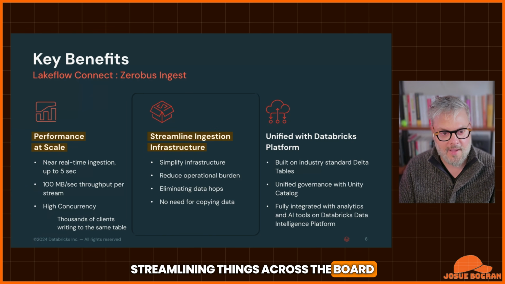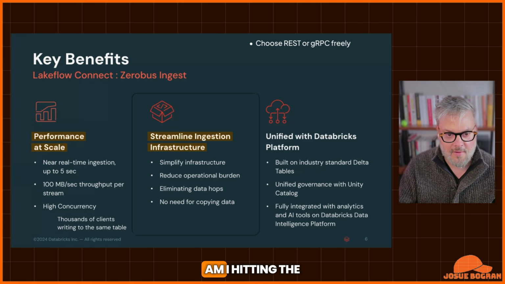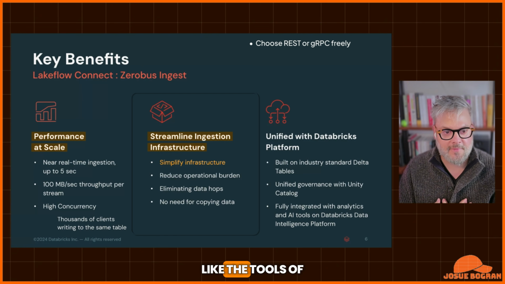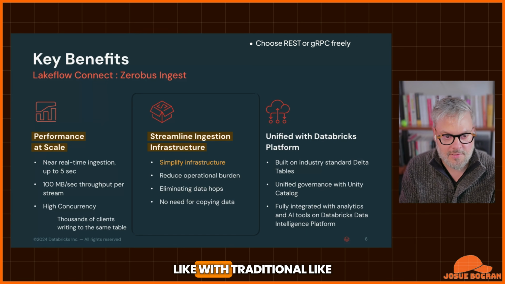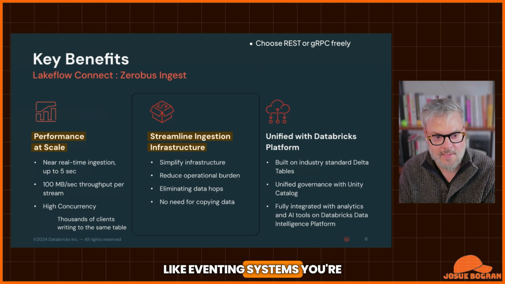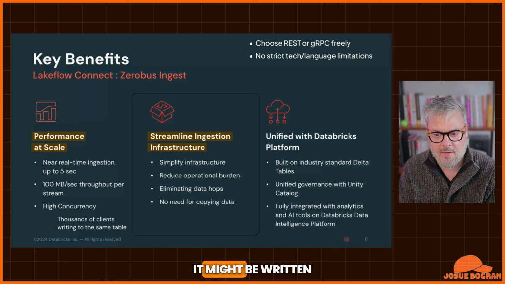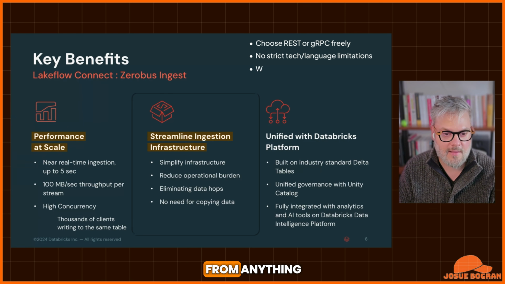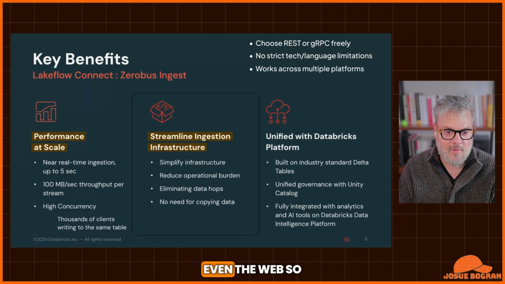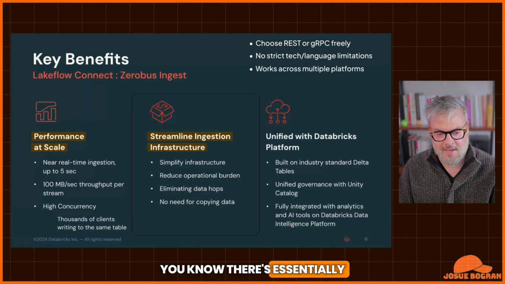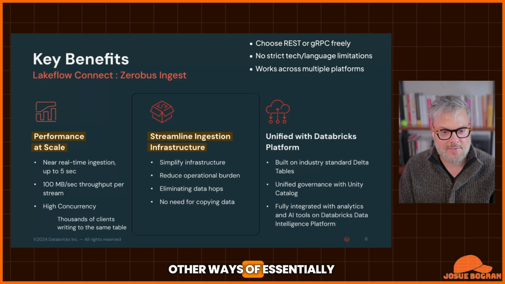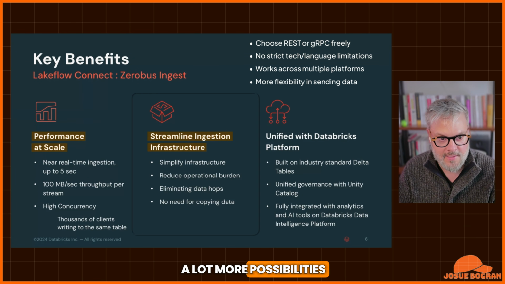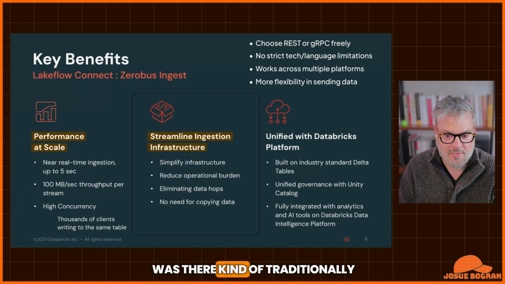Streamlining things across the board, being able to choose like you're in an adventure. Am I hitting the REST endpoint? Am I hitting the gRPC endpoint? Not having to really think about it and being able to use the tools of my trade makes a lot more sense. Like with traditional eventing systems, it's either Java or it's Scala. It might be written in Go, it might be written in Rust. The nice thing with gRPC is that you can do it from anything. It can be from TypeScript. It could be even from the web. So there are other ways of connecting and sending data, and this introduces a lot more possibilities than what was there traditionally, which is great.